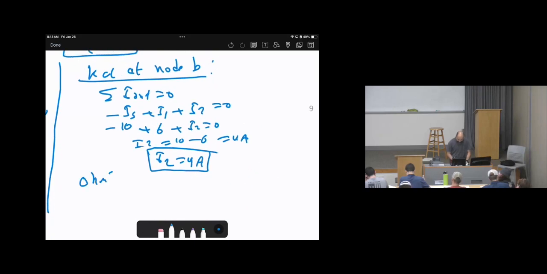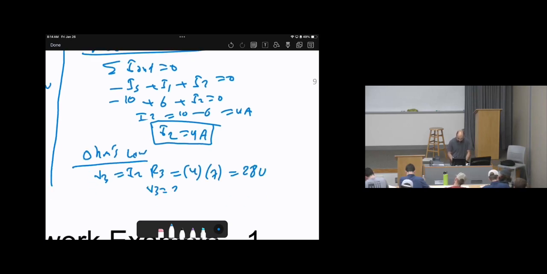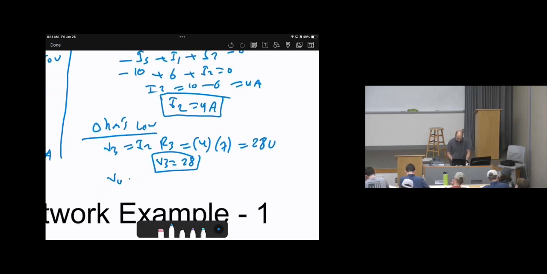So we will say Ohm's law for V3, which is I2 times R3. Then it's going to be 4 times 7, 28 volts. So V3 equals 28. Then the same thing, we can apply Ohm's law to calculate V4, which is I2 times R4, 4 times 8, which is going to be 32 volts. So V4 equals 32 volts. Then problem done. Don't forget to write the units.